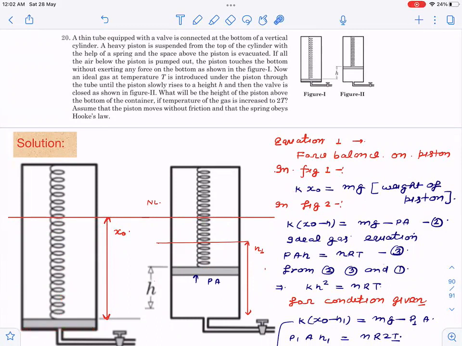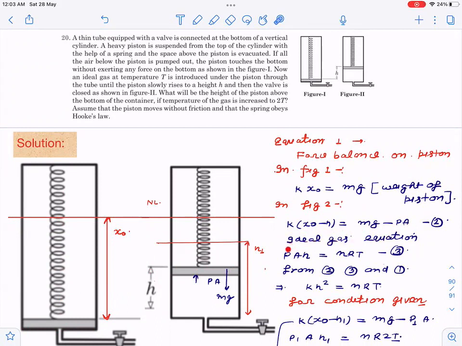Then in figure 2, when you have introduced the gas, let us say the pressure of the gas is P. So the PA force will act upward, other than mg downward. So mg is also acting downward. Now how much elongation is left? The elongation left is x0 minus h. This is the elongation only. So kx is equal to mg minus PA. mg is acting, but PA also acts upward. So this is the net force equal to 0 equation.